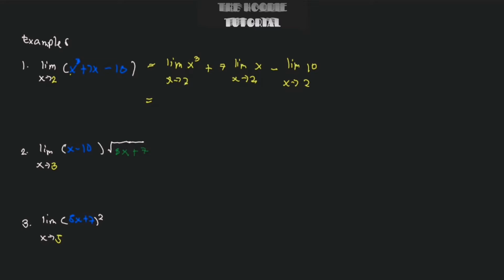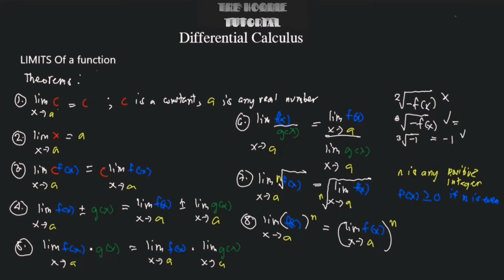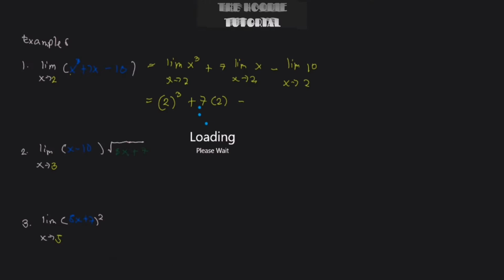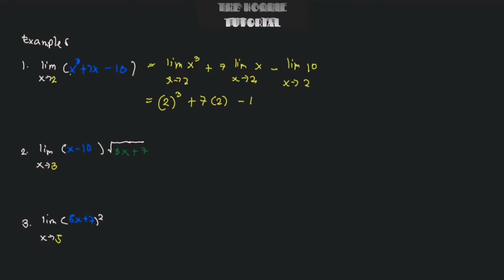So evaluating each of the terms, the limit of x cubed as x approaches 2, we just need to substitute the x right here. So we are going to have 2 raised to 3 since we have x cubed, and then plus 7 times the limit of x as x approaches 2. So we just need to substitute the value of x, that is 2, and then minus the limit of 10. This is in theorem number 1, the limit of a constant. Let's go back: the limit of a constant is just equal to the constant. Therefore the limit of 10 is just 10.